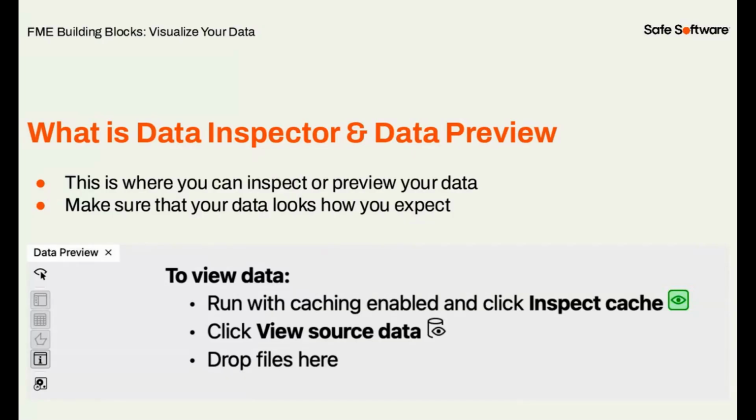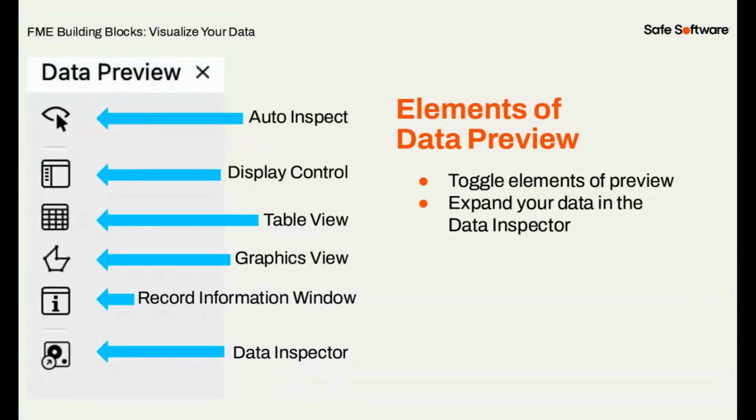Once your data is in FME, the next step is often visualizing it. This helps you confirm what you're seeing is what you expect, and you can use the Data Preview pane by clicking the green eye icon on any of the output ports, or you can expand it in Data Inspector to get a closer look at your data. I'll walk you through the elements of Data Preview here.